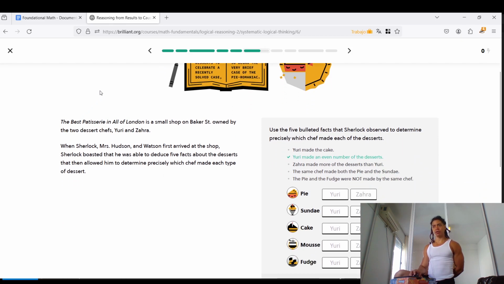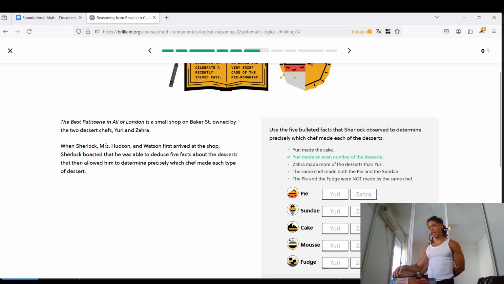So here we talk about the best pasticier in all of London, a small shop on Baker's End owned by the two desert chefs, Judy and Sarah. So when Sherlock, Mr. Hudson, and Watson first arrive at the shop, Sherlock boasts what he was able to deduce: five facts.